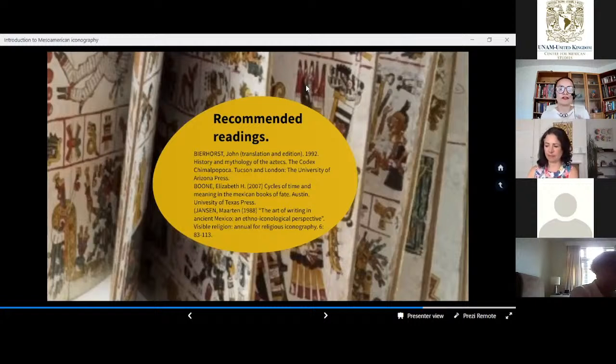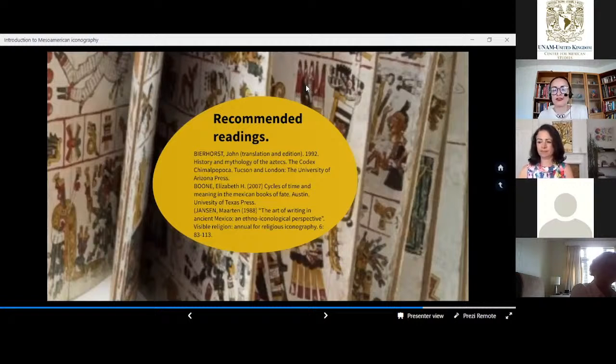So we compare different images, in codices, sculptures, mural painting, pottery, etc. But we need to understand a little bit more the meanings. And thankfully, we have sources of information for this period, the post-classic, and we also have ethnographic information. So this is the way that we can construct our knowledge of these elements.